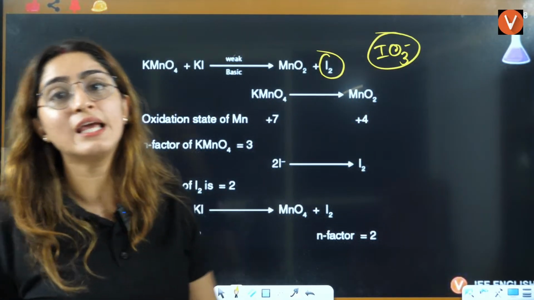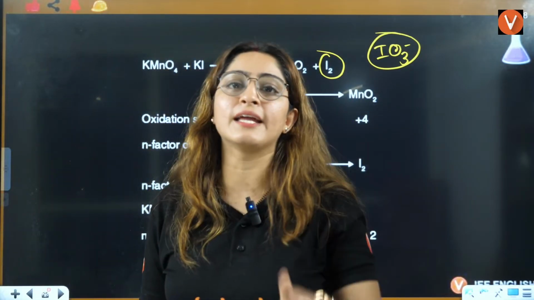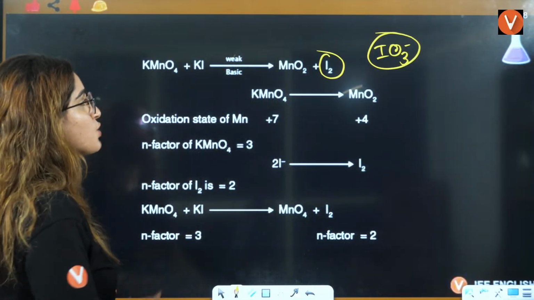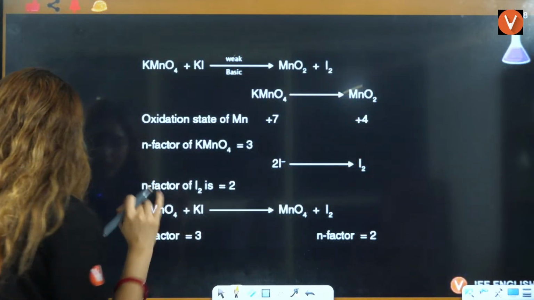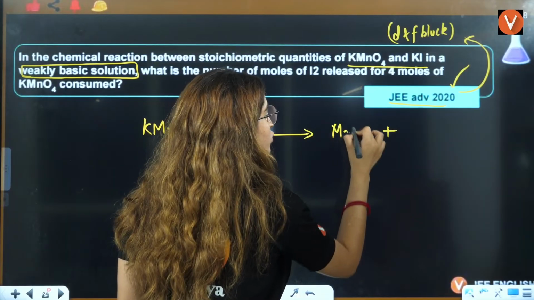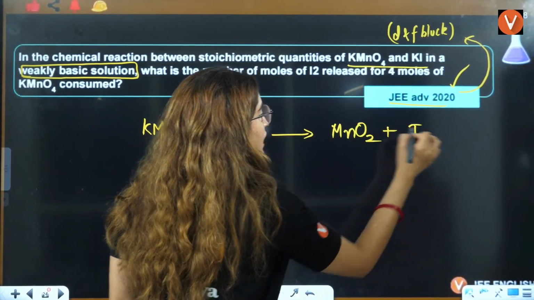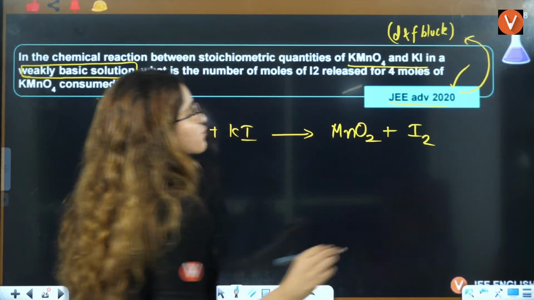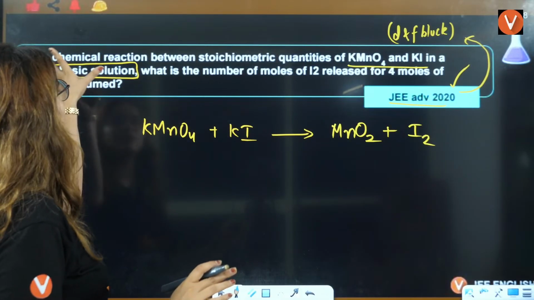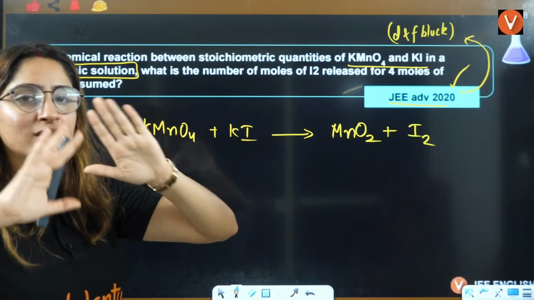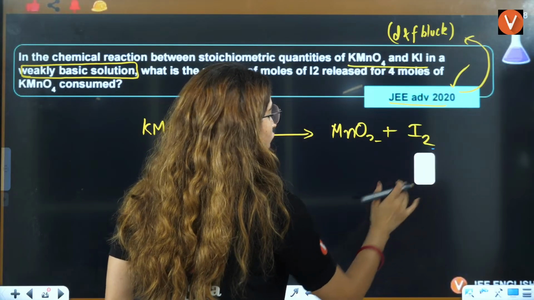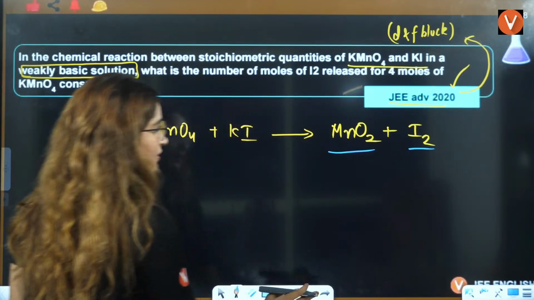This you will study in class 12th D and F block, right? That's why it is a JEE Advanced question, okay? So here they have given that this is a weakly acidic solution, so it will be MnO2 and this is I2. Now ma'am, how do I know the reaction? This is from the D and F block, we know the reaction, okay? Now if they have given us a weakly acidic solution, then things will be totally changed. This will change, that you will study in your D and F block, right?